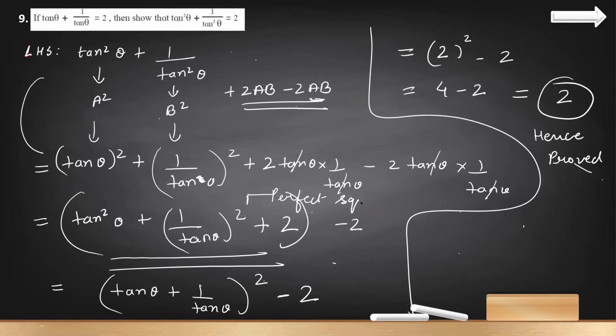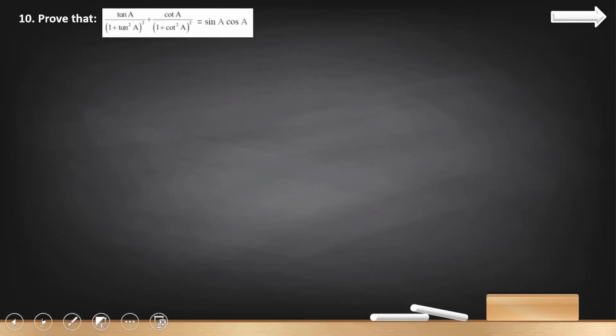And so we have already the value of tan theta plus 1 by tan theta. We substituted that, 2 squared minus 2, 4 minus 2, that is going to give us 1. Right. Okay, the next question looks a little complicated. What is it? (tan theta upon 1 plus tan square theta) whole square plus (cot theta upon 1 plus cot square theta) whole square equal to sin A into cos A.